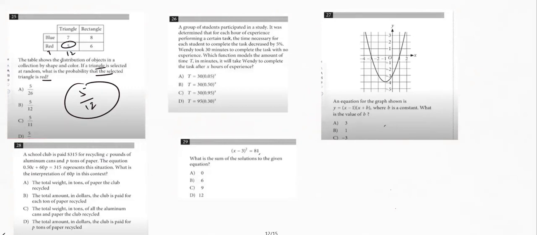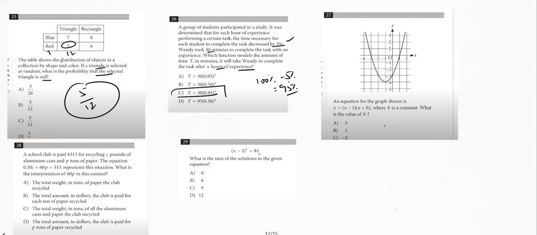Okay, next. A group of students participated in a study. It was determined that for each hour of experience performing the task, the time necessary for each student to complete the task decreased by 5%. So 100% minus 5%, decrease by 5% means 95% is the factor. Wendy took 30 minutes to complete a task with no experience. So the initial value is 30, the starting point is 30. Which function models the amount of time in minutes it will take to complete a task after x hours of experience? So this is the factor, and this one is the answer.